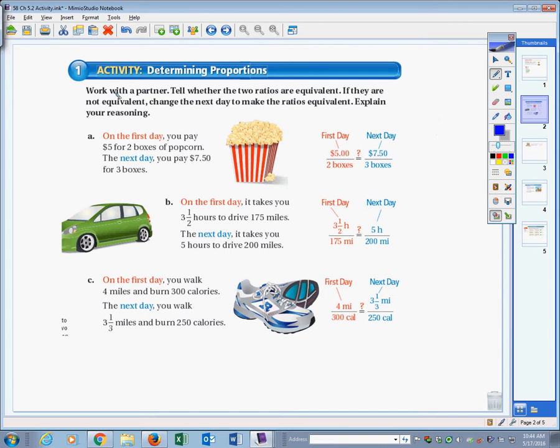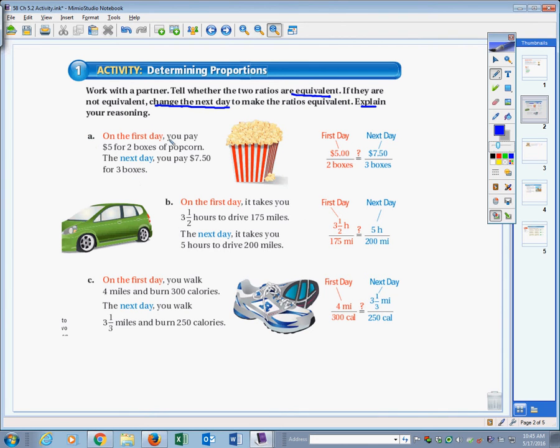Whenever it says work with a partner, we know that we are working in our table groups. It says tell whether two ratios are equivalent. First part, if they are not equivalent, we're going to change the next day to make them equivalent. And then we're going to explain our reasoning. So there are 3 parts to these problems. Let's look at problem A.